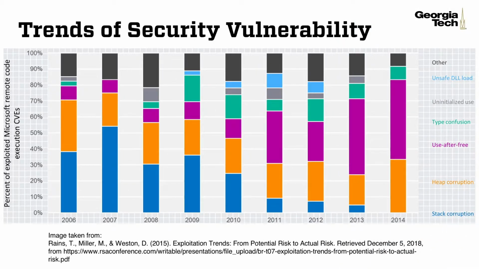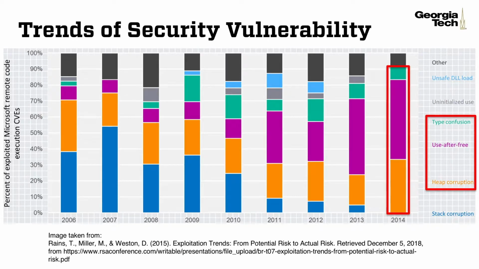This figure shows a trend of vulnerabilities in Microsoft products in each year. Each color in this graph represents the portion of each vulnerability class. As I highlight on the screen, heap-related vulnerabilities such as use after free are becoming popular in recent years. In this week's lab, we will study security issues and exploitation techniques against the emerging heap-related vulnerabilities.